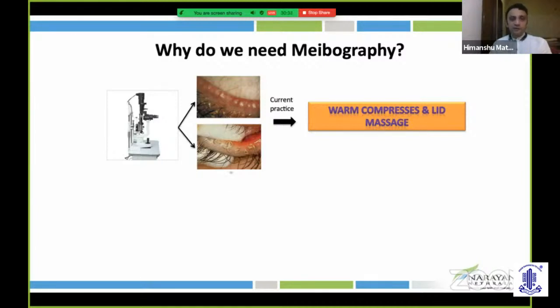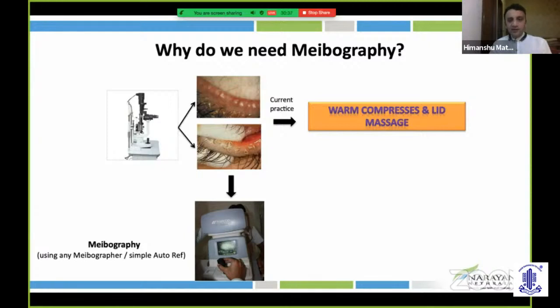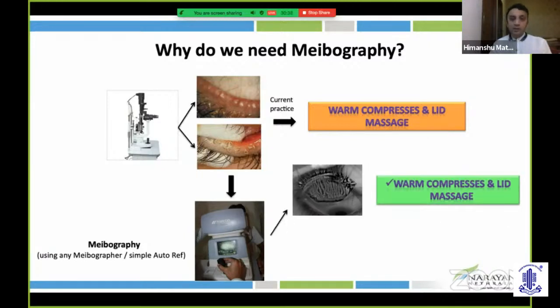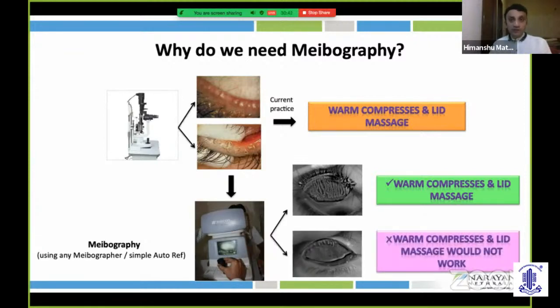But what if we do a meibography and find that meibomian glands are normal? Well, this is going to be fine. But if the meibomian glands are not normal, if they are absent, whatever we do is not going to work. So it's extremely important, whenever we are utilizing such higher end devices to treat MGD, to confirm if there is significant loss of meibomian glands, and hence there cannot be any lesser role of meibography in such cases.